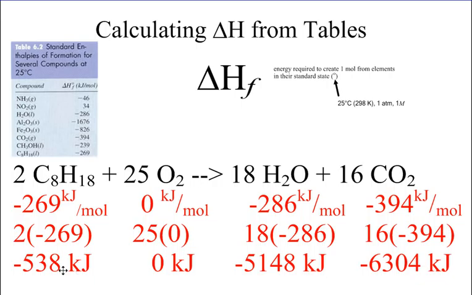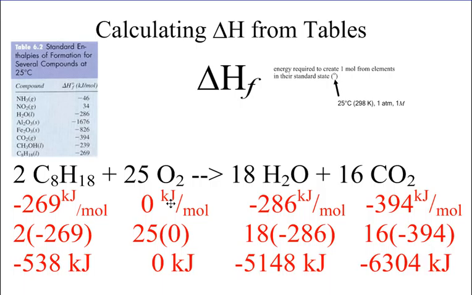So it takes 538 kilojoules to form 2 moles of octane, over 5,000 to form 18 moles of water, and over 6,000 to form 16 moles of carbon dioxide. Since this reaction is that we're forming these products over here, and we're using up these reactants, since the energy in the universe can be neither created nor destroyed, the change, or the delta H for this reaction, is going to be the change in your products minus your reactants. This is the basis of Hess's law.